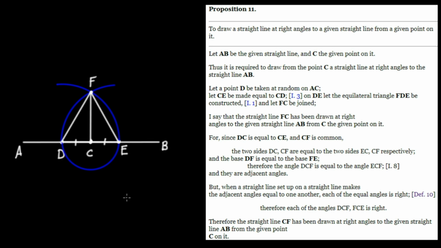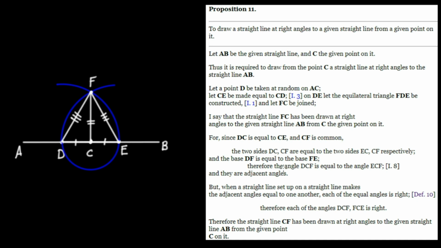Why is that true? Well, remember, we chose D at random, and we constructed CE so that it would be equal to CD. We cut off from the line CB a part equal to CD, namely CE, so those two are the same. He notes that CF is in common. And he also notes the two sides DC and CF are equal to the two sides EC and CF respectively. And the base DF is equal to the base FE. Why is that true? Remember our constructing of the equilateral triangle. So DF must be the same as FE.